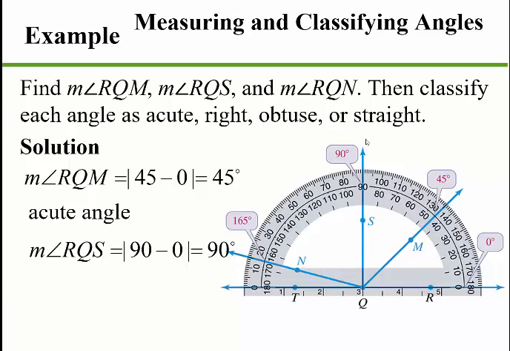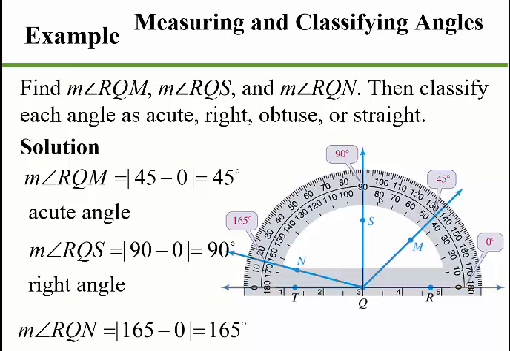RQS, you can tell right here that this angle, from here to here, is a 90-degree angle. And then finally RQN looks out to 165 degrees, minus 0 degrees, so 165 degrees. That is an obtuse angle.